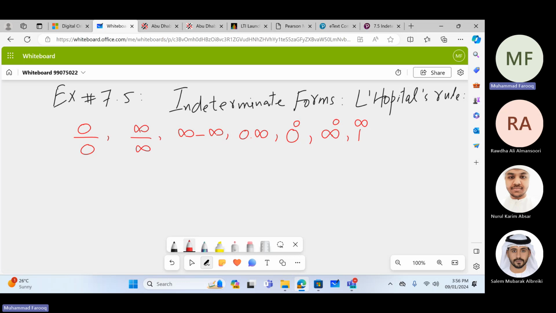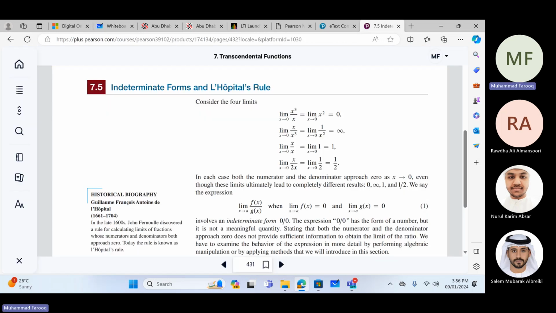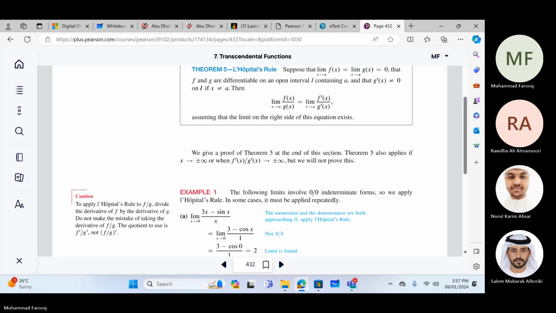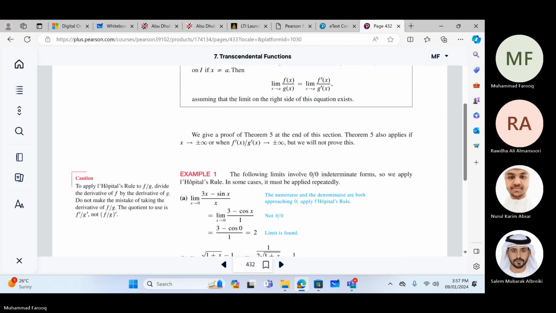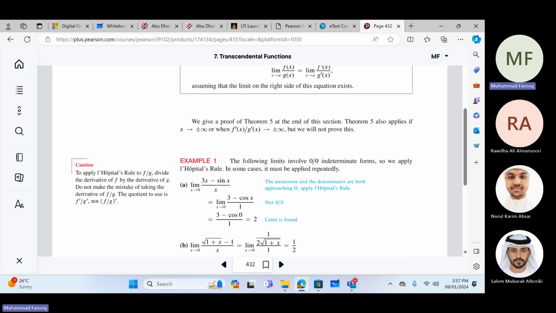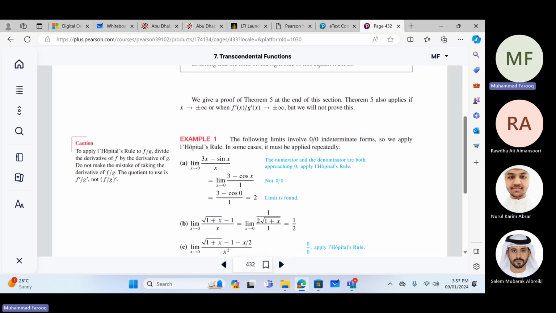Okay. Now, let's take a question and try to cover these forms one by one. So let's take a look at 7.5, which is indeterminate forms. I start with an example because these examples cover these cases one by one. Example 1, part B, limit of square root of 1 plus x minus 1 over x. Sorry, not this one. Part C, please. So we can go to this part C.